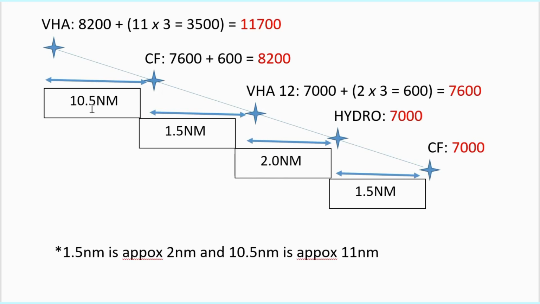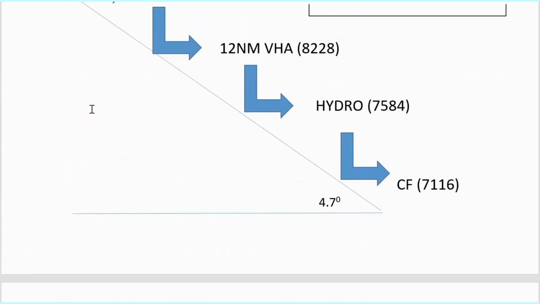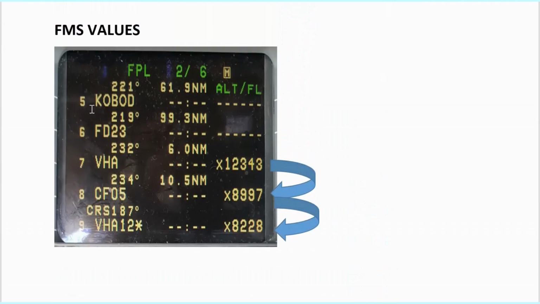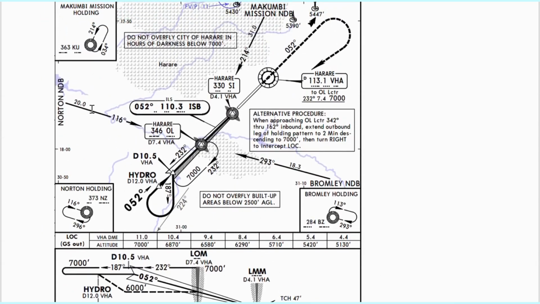Okay, so now let's look at these distances on our plate. From the 10.5, I'm working backwards now. From 10.5 miles to hydro is 1.5. From 10.5 miles to the Victor Hotel Alpha here is also 1.5. So this is 3 nautical miles. Now this whole teardrop here is meant to be 5 nautical miles in length. No, sometimes it's 10 nautical miles. This is 5 nautical miles in length.